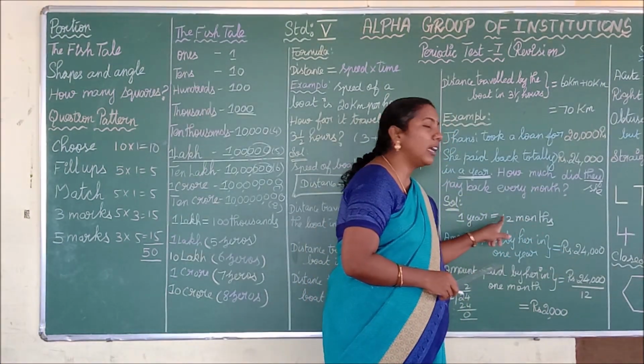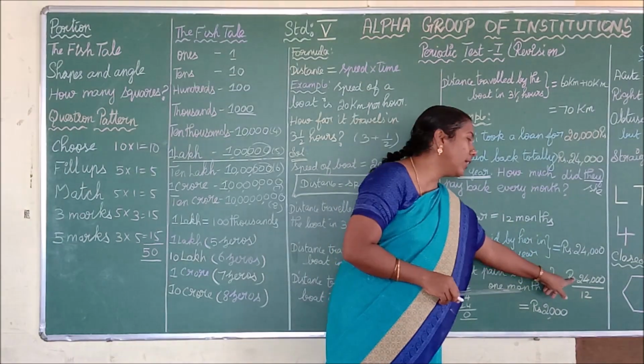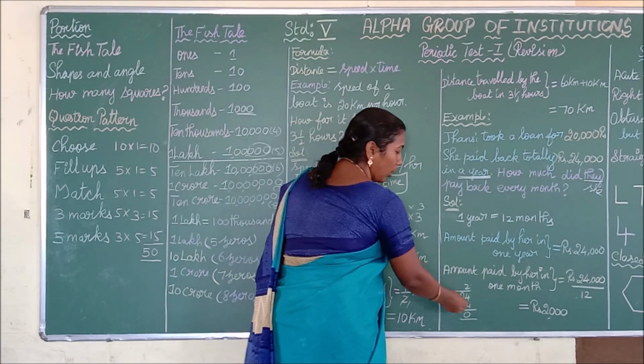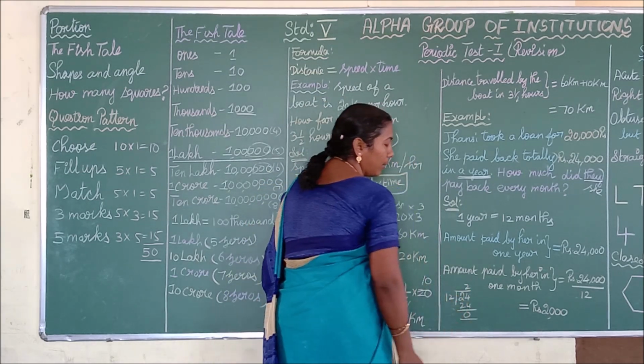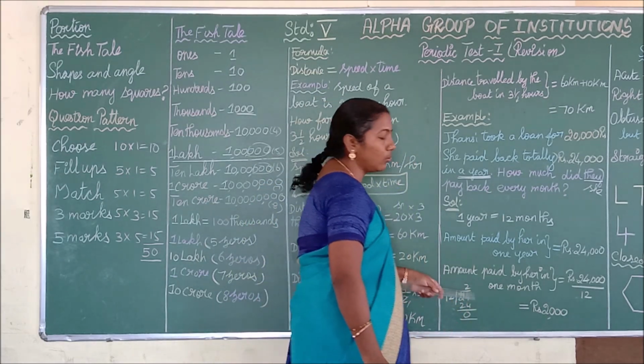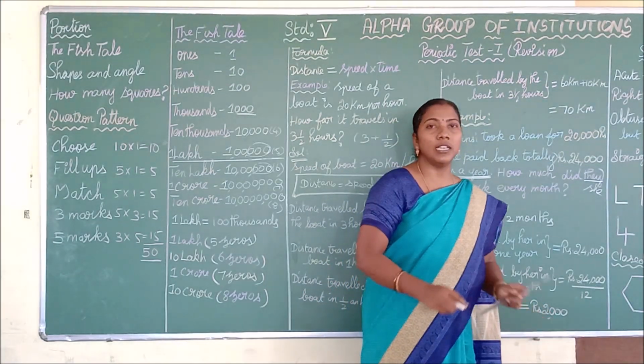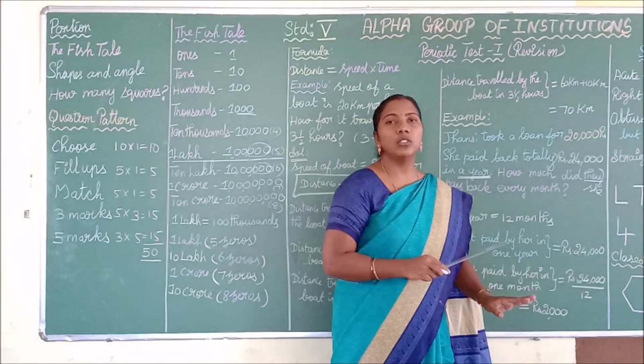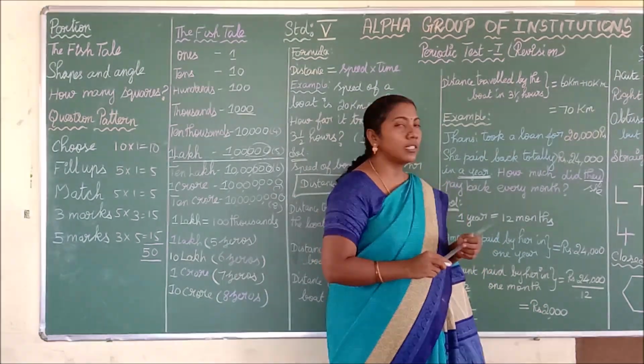Because 1 year contains 12 months. So you have to divide the 24,000 by 12. So forget the zeros. Divide the 24 by 12. 2 4s are 24. Remember 0. Add the 3 zeros with 2. You get rupees 2,000. Thus Jansi paid rupees 2,000 in every month. Is it clear, children?